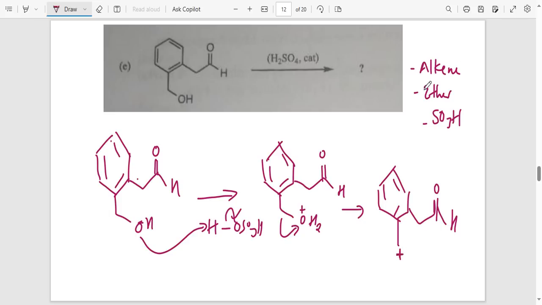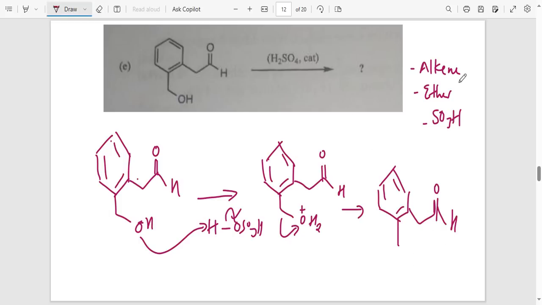Now, if it is to form an alkene, the alkene will be very unstable because the only alkene that we can form is to put a double bond here. But look at how the double bonds are arranged. That will really be unstable for the alkene if we are to form it for this compound.